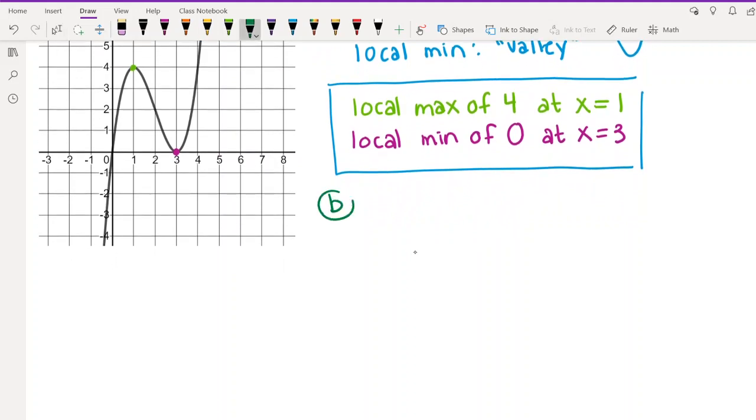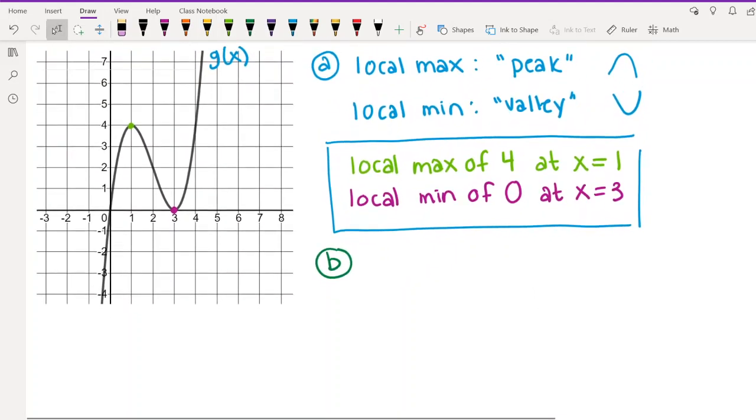All right, so the next question we want to answer is: find the intervals of increasing and decreasing. Increasing and decreasing basically just means, is the function going up or is it going down? So let's start by looking for places where the function is increasing. Increasing means from left to right, it's going up. So the graph is increasing, increasing, increasing.